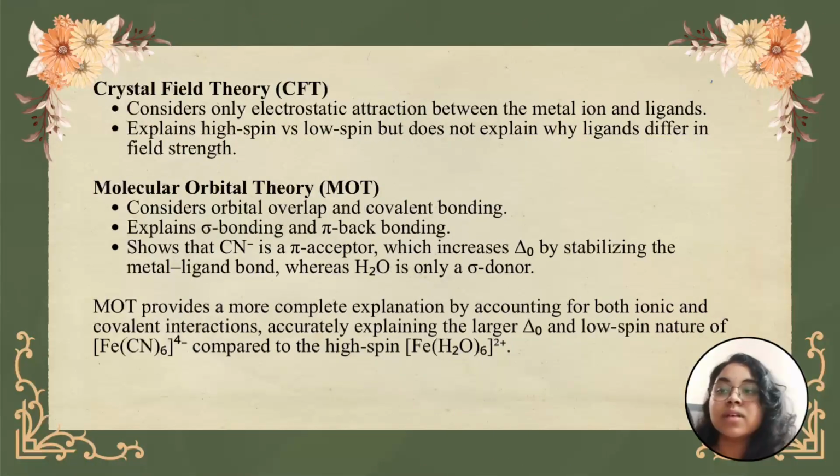Over here we can see CFT, the crystal field theory, considers only electrostatic attraction between the metal ion and ligands. It explains high spin versus low spin, but does not explain why ligands differ in field strength. But MOT, the molecular orbital theory, considers orbital overlap and covalent bonding. Not only that, it also explains sigma bonding and pi backbonding. It also shows that CN-, the cyanide ion, is a pi acceptor, which increases the energy difference by stabilizing the metal-ligand bond, whereas H2O is only a sigma donor.